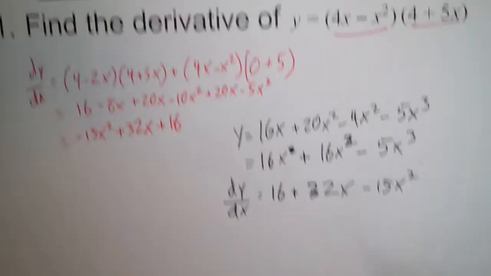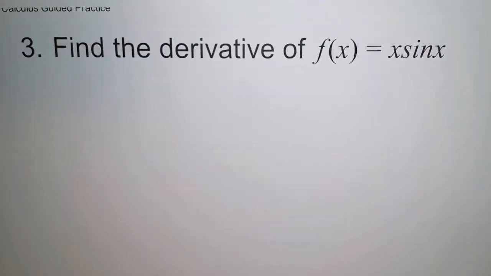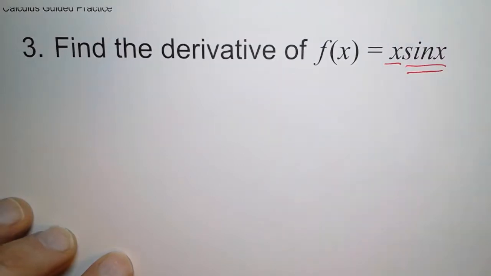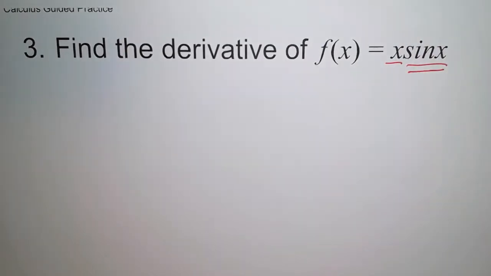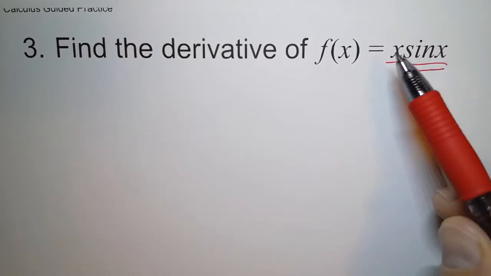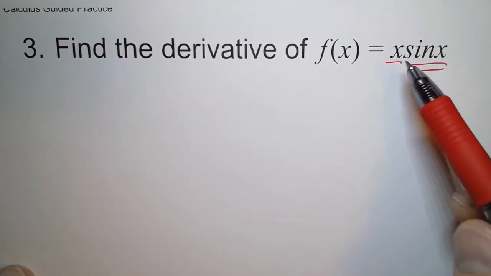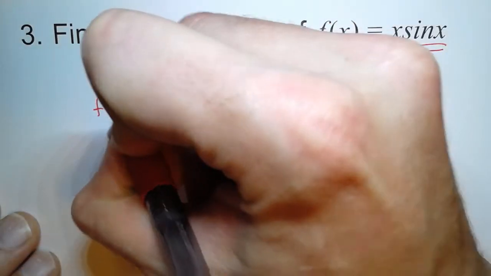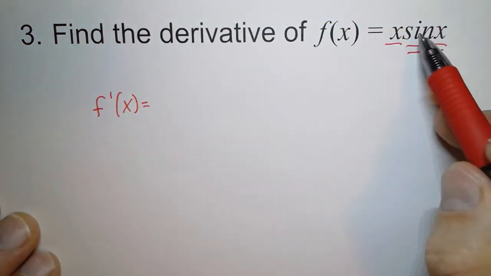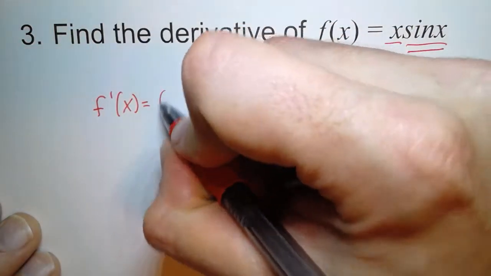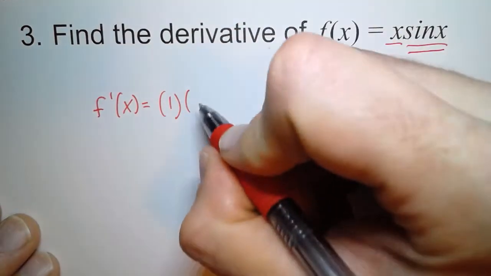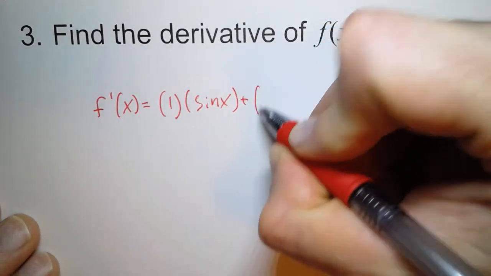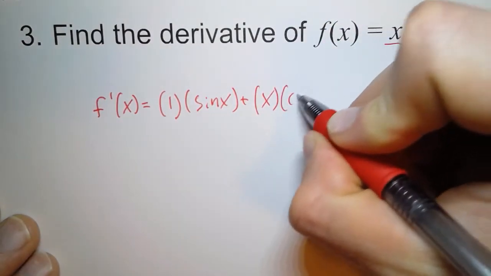So let's look at the next one. Here with the next one we have two functions. We have x and then we have sine of x. Two different functions. One isn't a polynomial. One could be a monomial. So power rule would work for x, but not for sine of x. So to find f prime here, we first have to take the derivative of x, which is 1, and then we leave sine alone. Then we leave x alone and take the derivative of sine, which is cosine of x.